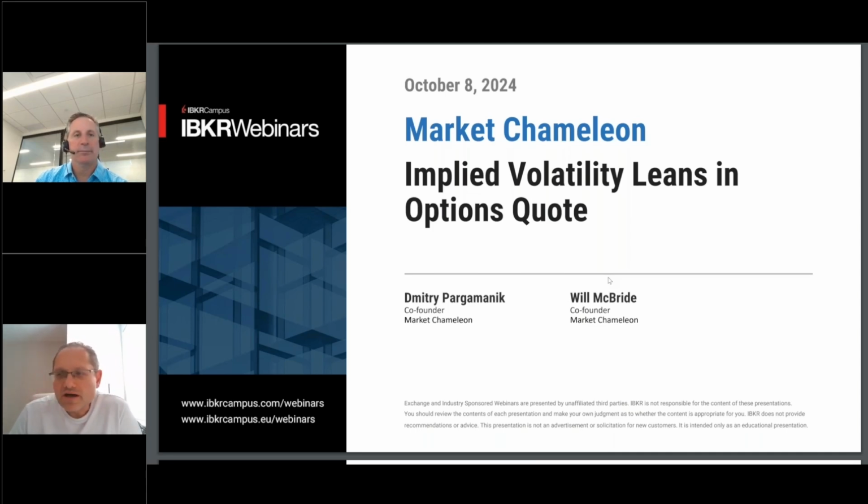Yeah, so we're going to talk about implied volatility leans when we look at options quotes. It's a metric that we look at. I think it's maybe a little bit unique. I don't know, a lot of people talk about it out there. I'm going to give some examples of what an option volatility lean looks like, what it could indicate, and how traders can benefit from detecting option volatility leans.